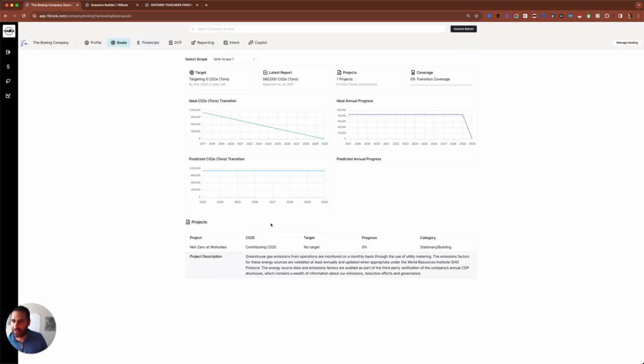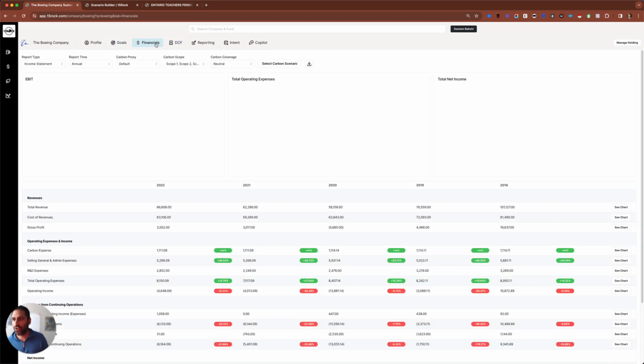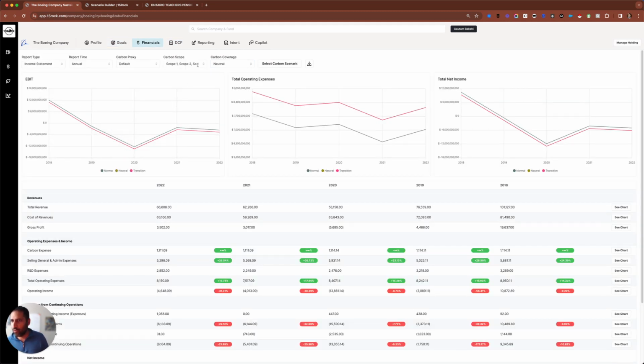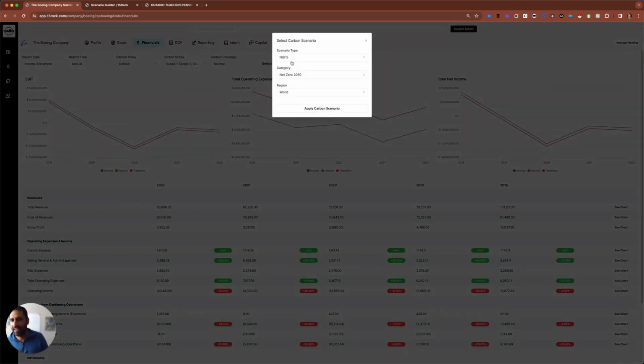And what you can do is you can go in, see what projects they have, what their decarbonization curve should look like based on their goals and their current emissions, broken down by scope 1, 2, and 3. And then what you can very easily do is you just go to their financials and you can select scope 1, 2, and 3 based on the data we had previously. Select a scenario. In this case, we're selecting the net zero 2050 world scenario. You can also select the IPCC scenarios, whatever you prefer.